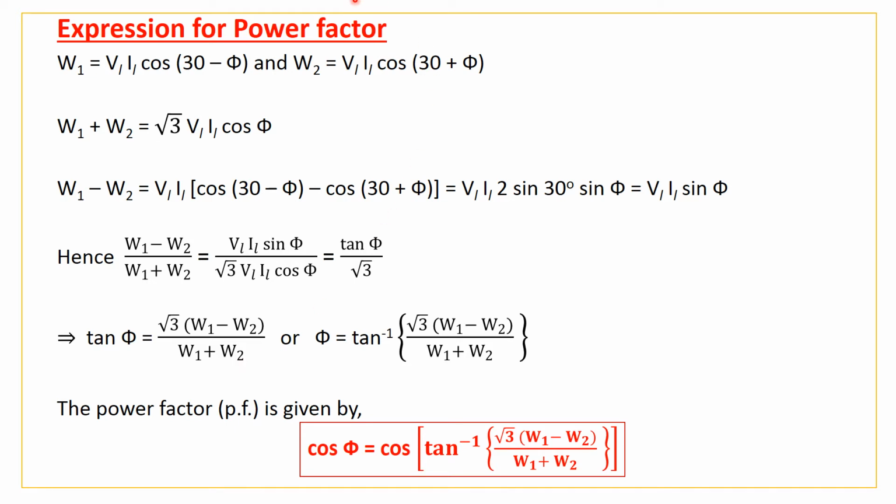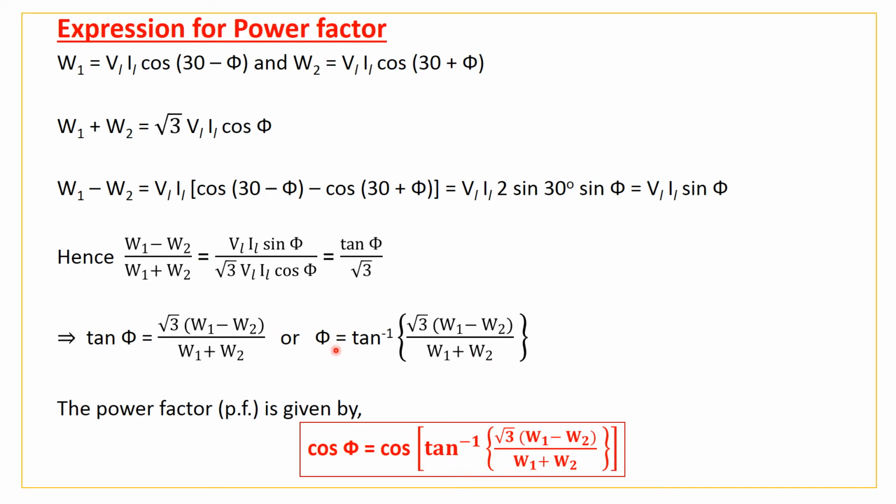But see students, what we are finding here is the power factor. The power factor is always cos phi, but I have tan phi. Then how to find cos phi from tan phi? First find phi. To find phi, you must take tan to the RHS. Therefore, when it goes to RHS, it will be tan inverse. Therefore, phi is equal to tan inverse of root 3 (W1 minus W2) by (W1 plus W2).